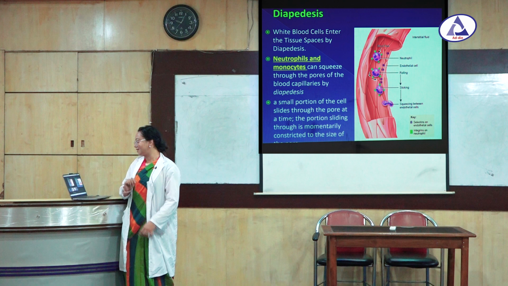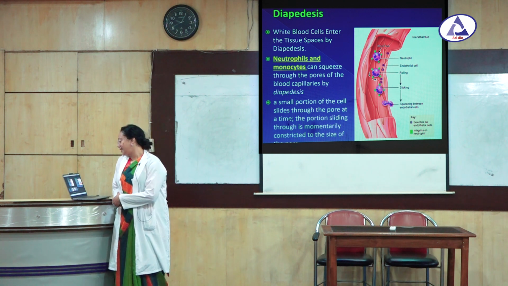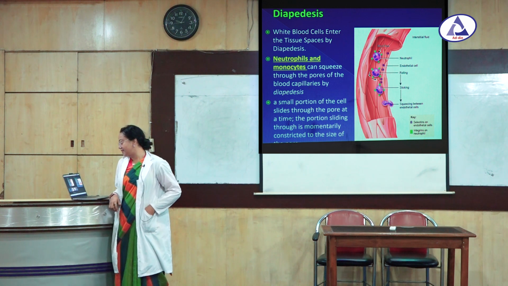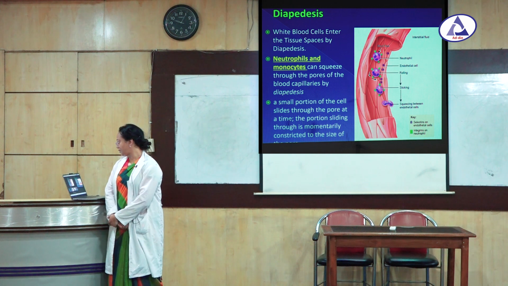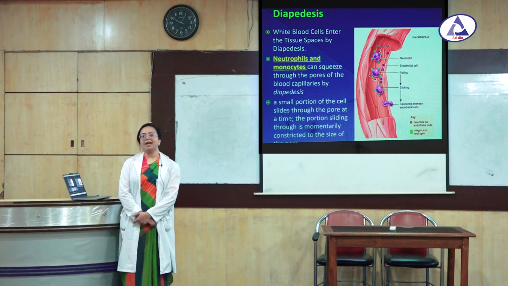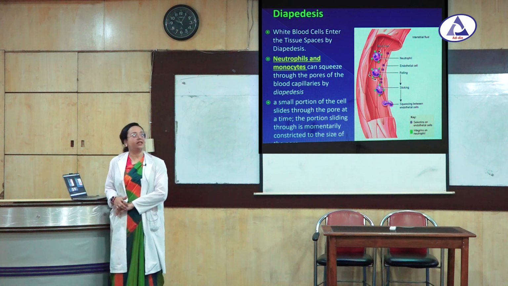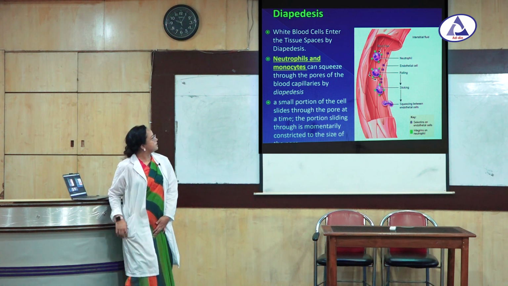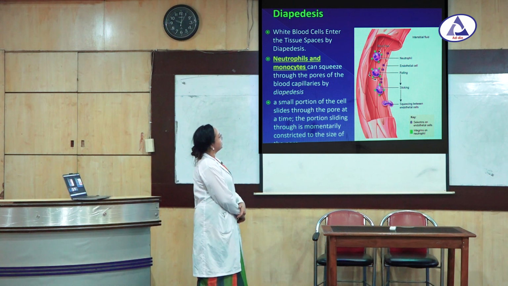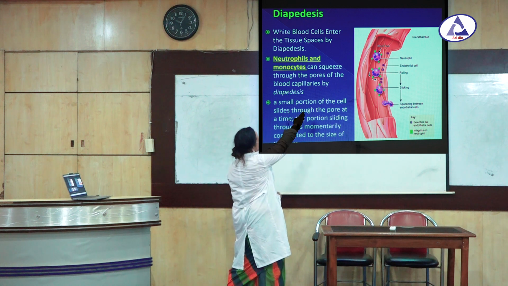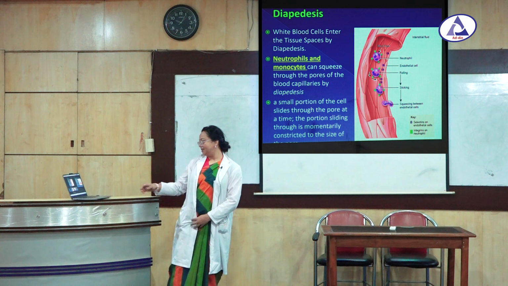So what is diapedesis? Diapedesis means white blood cells enter the tissue space. Neutrophils and monocytes can squeeze through the pores of the blood capillaries by diapedesis, and a small portion of the cell slides through the pore at a time. See, neutrophils can squeeze through the membrane. Neutrophils from the blood vessel squeeze through the membrane to the infected site.